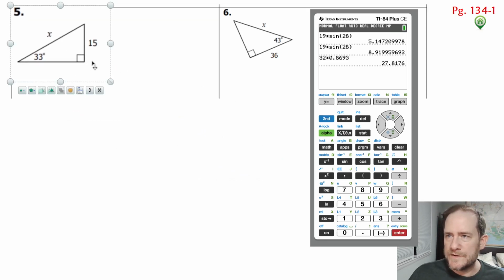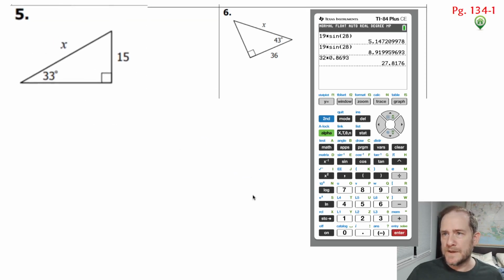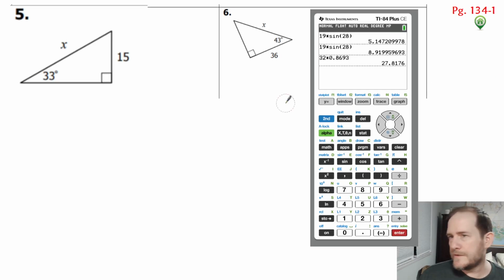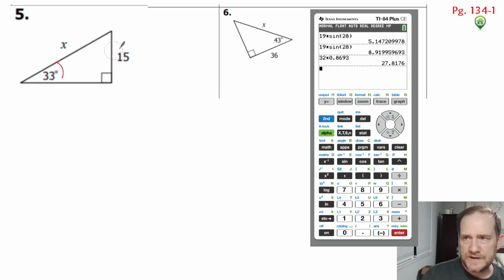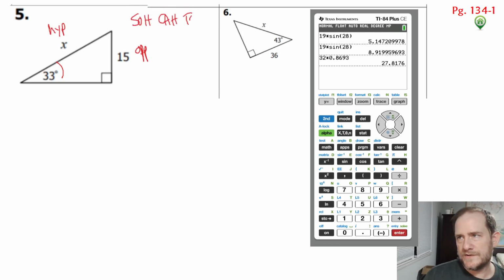Okay, so I'm going to make this guy a little bigger again. And we're going to do all the same steps as before. We're going to take the given angle, which is 33. 15 is opposite from it. X is the hypotenuse. And so that means if I have opposite and hypotenuse, then in SOHCAHTOA, we see this is another example of a sine problem because we're using opposite and hypotenuse. So the only difference now is when we write our equation, we'll do sine of 33.